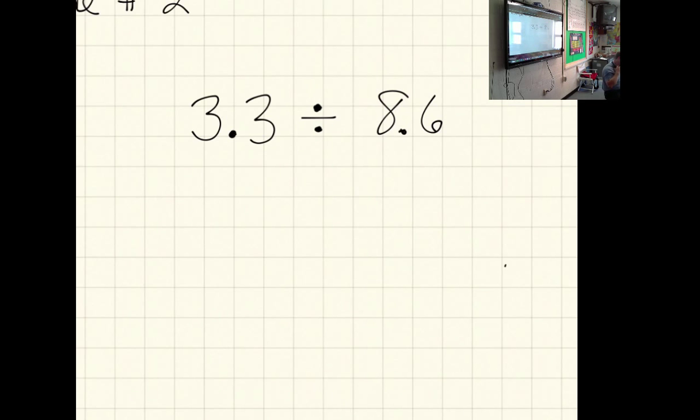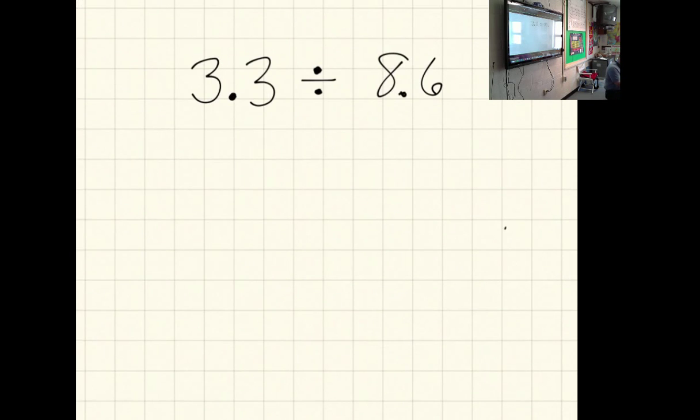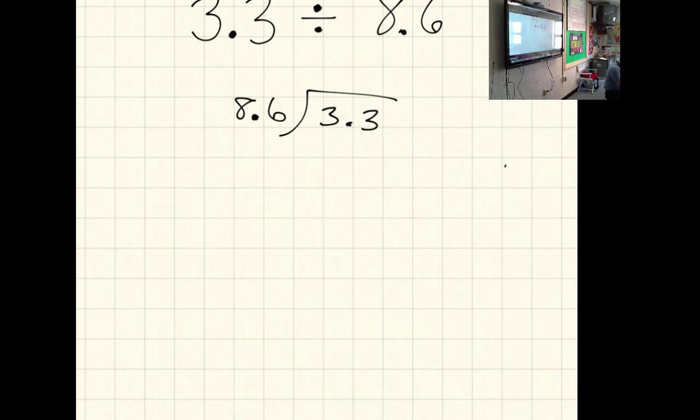Okay. Here we go. Let's do 8.6 into 3.3. Okay, the problem here is even if we move the decimals, which we're going to do, okay, I'm going to move this decimal over 1, move this decimal over 1. Even if I did that, it's 86 into 33. Oh, that still doesn't work. Okay? It won't even work.